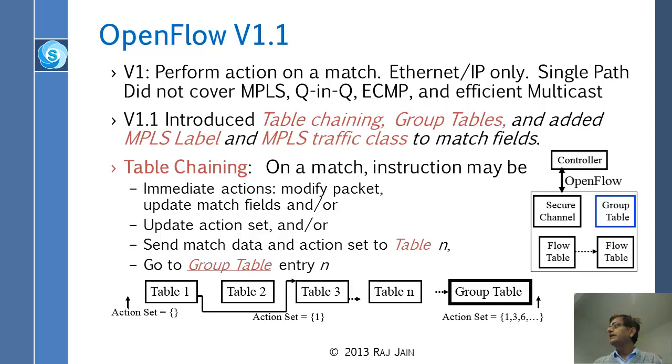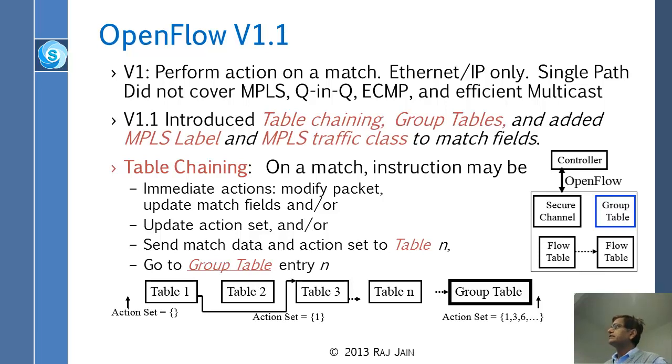What is table chaining? You look up in the very first table. If there is a match, it will tell you what to do and where to go. You go to that table. If there is a match, it will tell you what to do and where to go, and so on and so forth. So that is the table chaining. Now, not only do you have so many tables, you have something called a group table. I'm going to talk about the group table in the next slide. But let's finish table chaining.